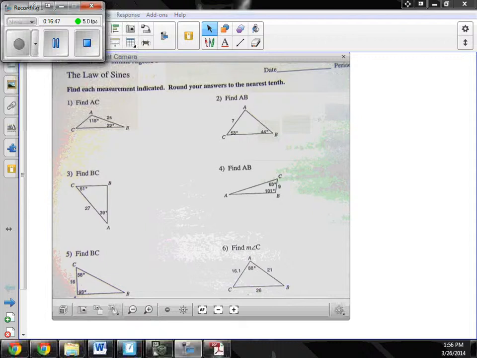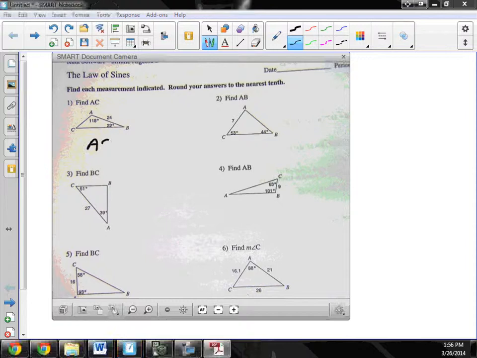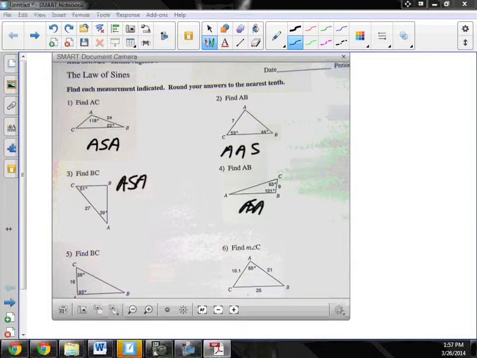Now that we have the new worksheet, we'll do the problem system number one. And I want to point out, if you look at all of these triangles, the relationship between the sides and angles is either, in this case, angle, side, angle. And number two, it's angle, angle, side. Number three, it's angle, side, angle. Number four, angle, side, side, angle. As long as you have either angle, angle, side, or angle, side, angle, which means you have two angles, then you can use the law of sines without any problems.